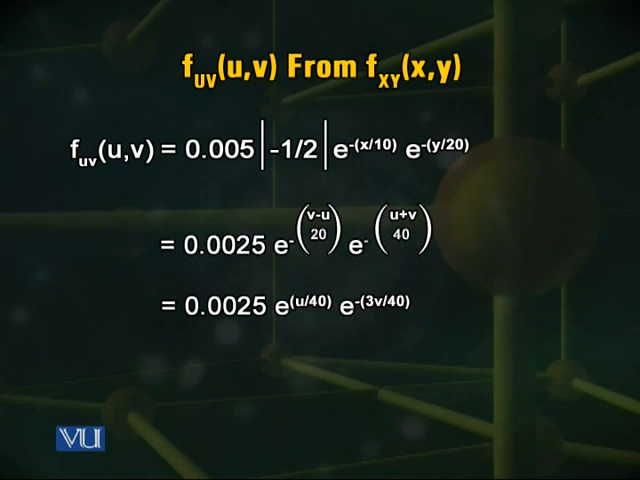0.0025 e raised to power u over 40 times e raised to power minus 3v over 40. This is exactly the same joint PDF that we obtained when we worked this problem through finding the joint CDF of u and v, taking double partial derivatives to get to the joint PDF of u and v. This procedure gives us directly the joint PDF of u and v.